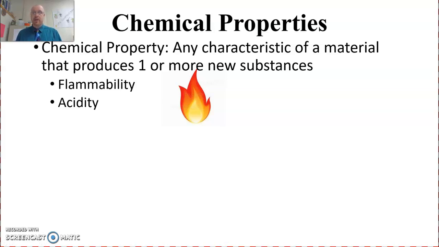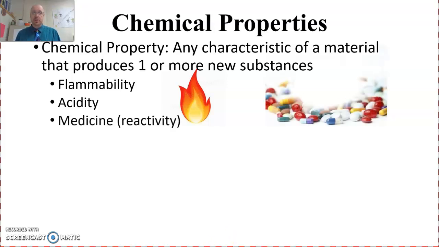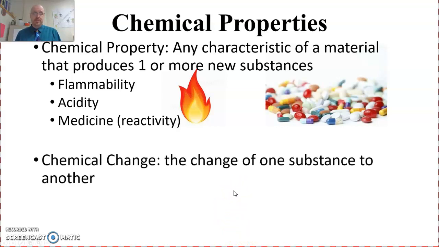The acidity of something. We have an acidic substance, say even citric acid that we can get out of fruit. We drop different items in there, and it can change whatever characteristic that's been dropped into it. It changes it to a new material. Medicine or the reactivity: medicine is used because it has chemical properties that can bond and combine with different compounds in your body to produce different results.